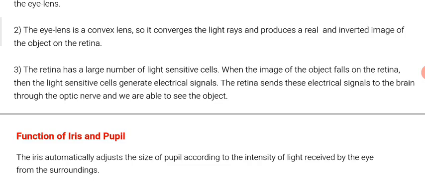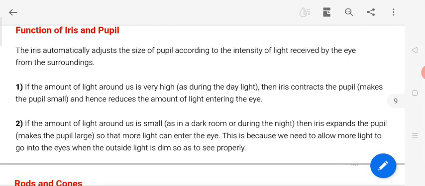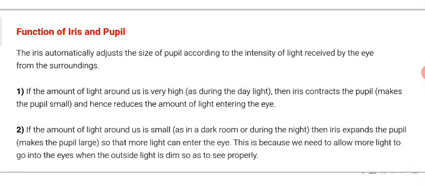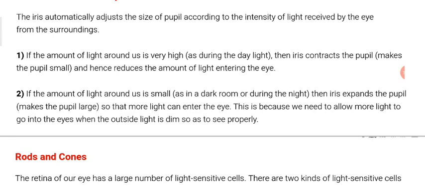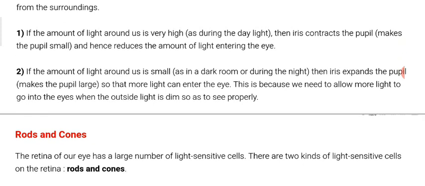Okay, now let us discuss the functions. The function of the iris in people: the iris automatically adjusts the size of the pupil according to the intensity of light received by the eye from the surroundings. If the amount of light around us is very high, as during daylight, the iris contracts, makes the pupil small, and hence reduces the amount of light entering the eye.